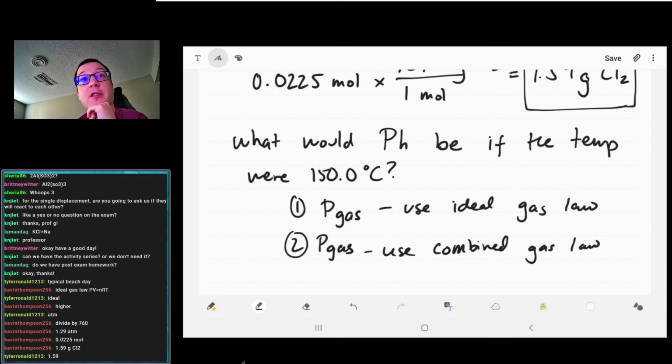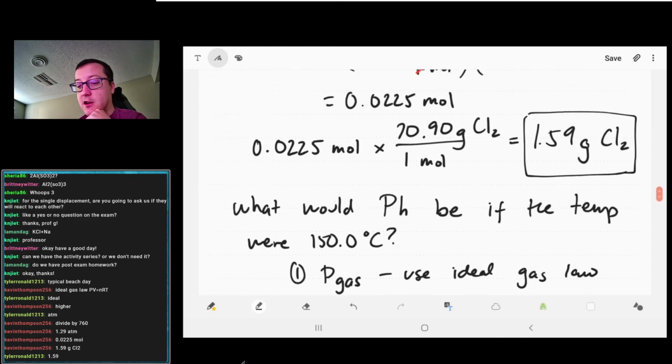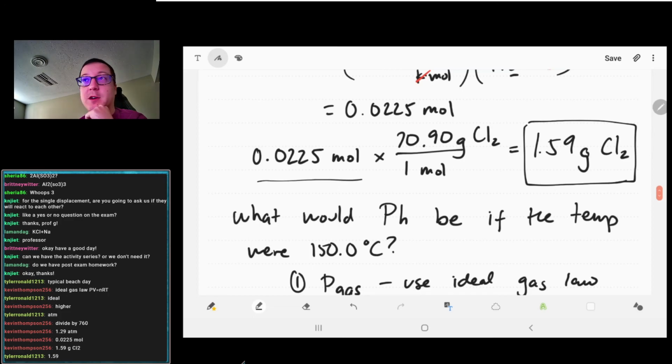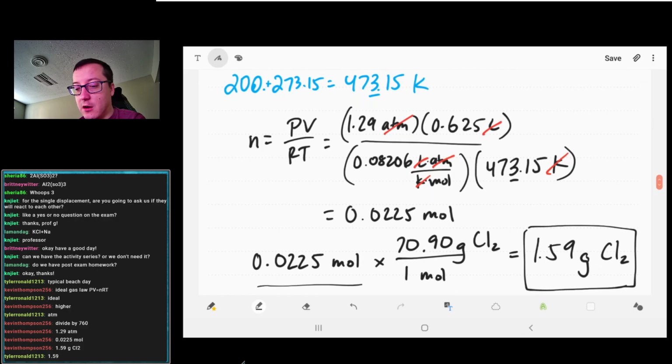We could use either law, because at this point we have already calculated our moles, we do know all four parts of that reaction. So we can just change the pressure or the temperature and figure out the pressure of the gas that way, since now we know how many moles we have. So with that number of moles, volume's not changed, R is not changed, temperature has changed. We're going to put in our new temperature there and solve for the pressure that way.